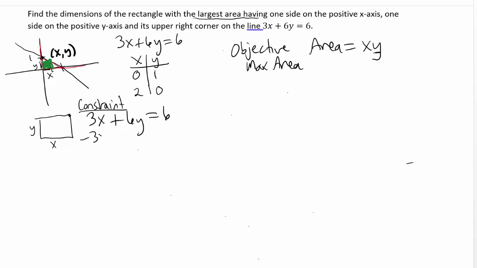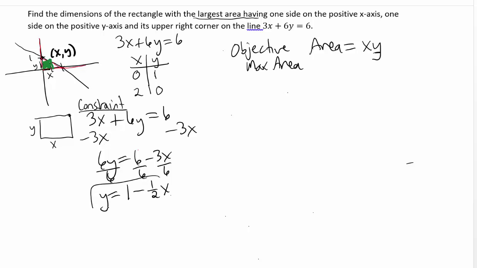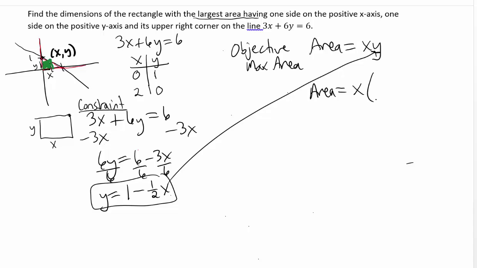So I can do that by subtracting 3x, and then dividing everything by 6. And if I reduce that, I get y equals 1 minus 1/2 x. And I can take that expression and substitute it in for this y so that my new area function becomes x times, and then instead of y, I'm going to use 1 minus 1/2 x.